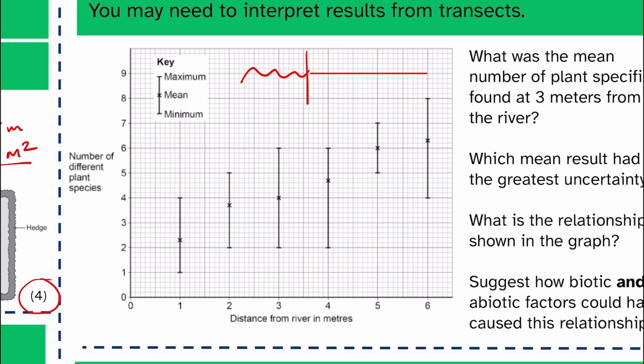Right, and they've presented their results on a table. So the cross is the mean number of organisms at each distance, and then we've got the maximum and the minimum here. All right, so this is showing us the range of organisms in that area.